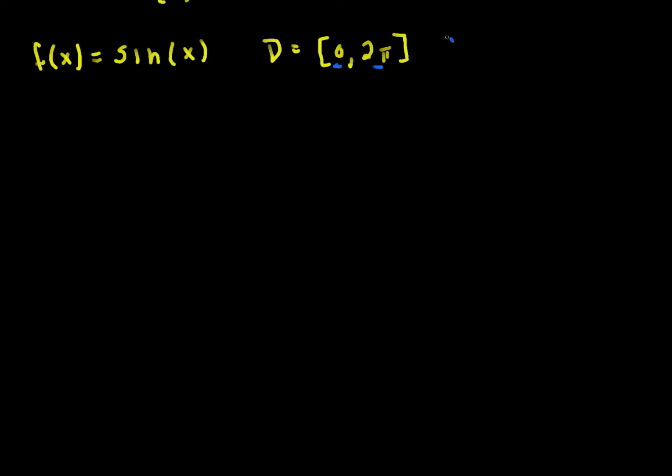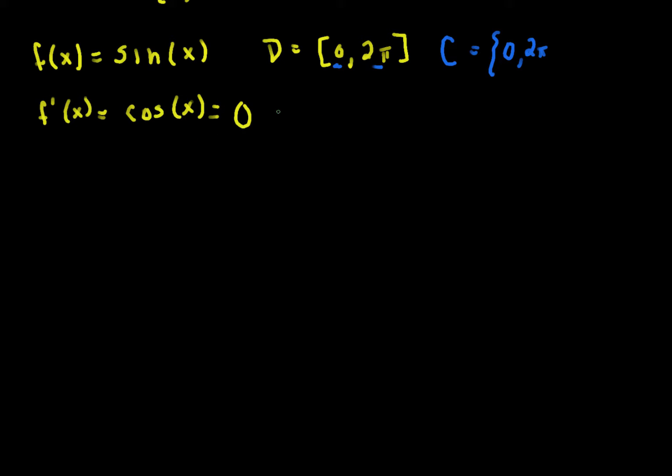So our critical points, we know that 0 and 2 pi are in there. And we need to find out, are there any others? So we look at the derivative. f prime of x is cosine of x. And since cosine always exists, we want to know, when is it 0?